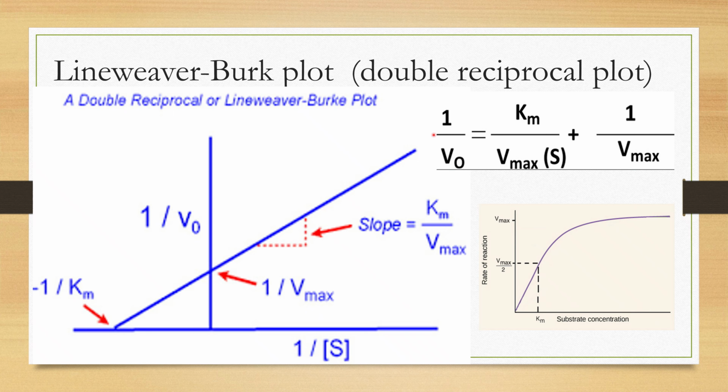Okay, and this is your Lineweaver-Burk equation, or we can say it is nothing but the reciprocal of your Michaelis-Menten equation, which is 1 by V0 equal to Km divided by Vmax into substrate concentration plus 1 by Vmax. This is in the form of y is equal to mx plus c. So from here slope is equal to Km by Vmax. Intercept on the y-axis is 1 by Vmax. Intercept on the x-axis is minus 1 by Km. So from this plot, you can easily determine Vmax and Km.